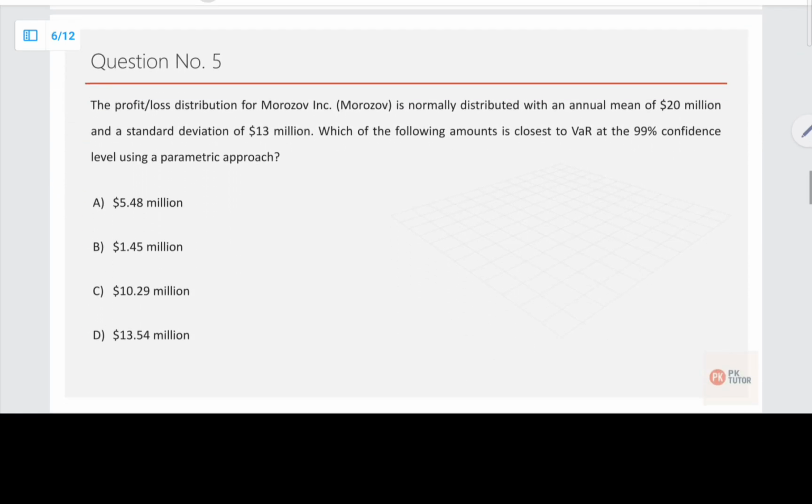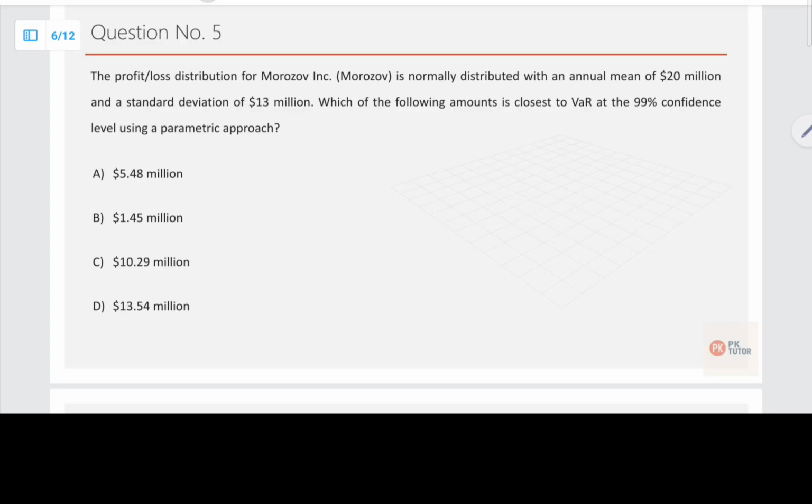Okay, now going to question number 5. You can directly come to the last part and you can understand what they are exactly asking to calculate in this question. So if we read it, we get which of the following amounts is close to VaR at 99. Okay, so again we know the formula. Every time you write the formula, it is mu plus sigma of return z value and the portfolio value.